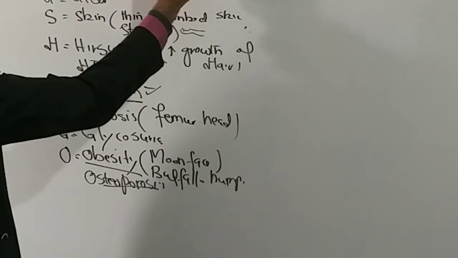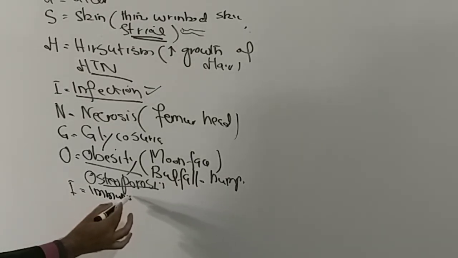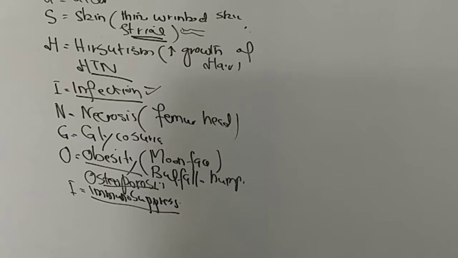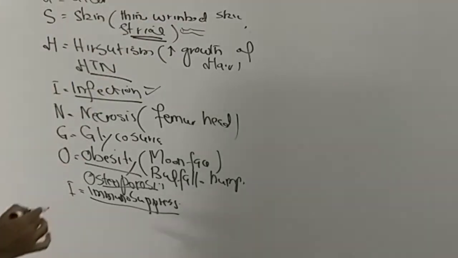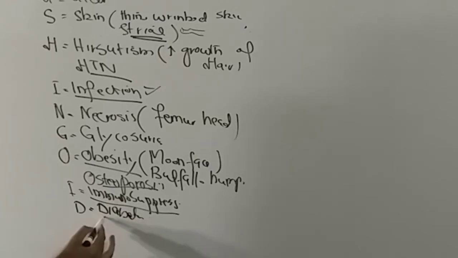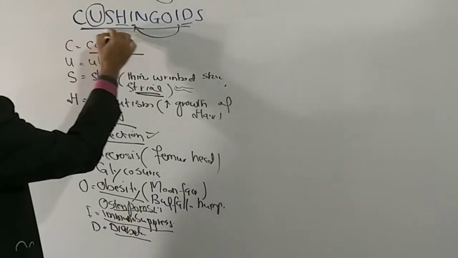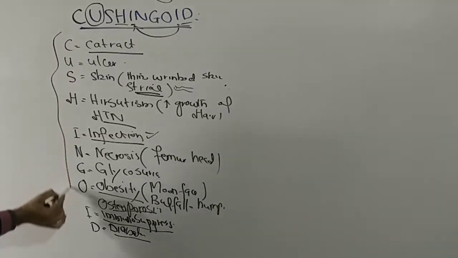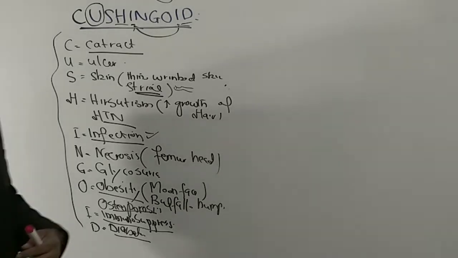And what is I? I is immunosuppression. Everyone knows that steroids suppress the immune system of the body. So these patients are immunosuppressed, and that is why they develop infections very easily. What is D? Diabetes mellitus, diabetes. The patient has higher concentration of glucose in their body because of the steroids used. So Cushingoid, this is the mnemonic which we should remember whenever we are to talk about the physical manifestation or clinical feature in patients of the Cushing syndrome.